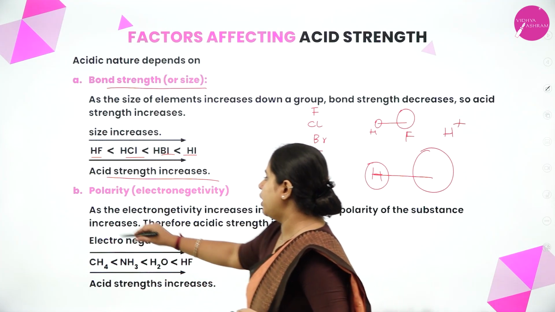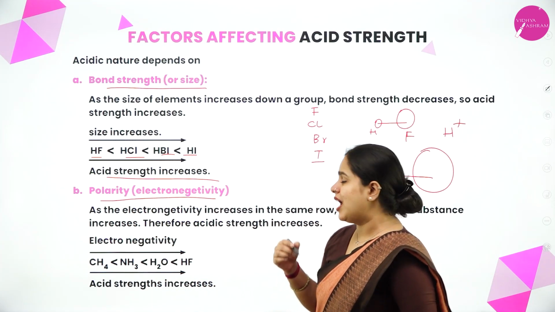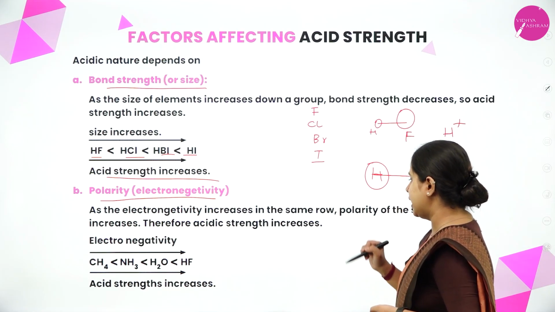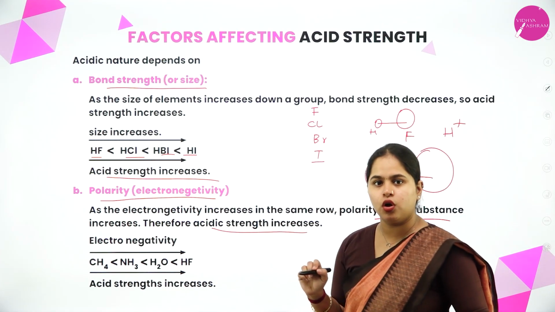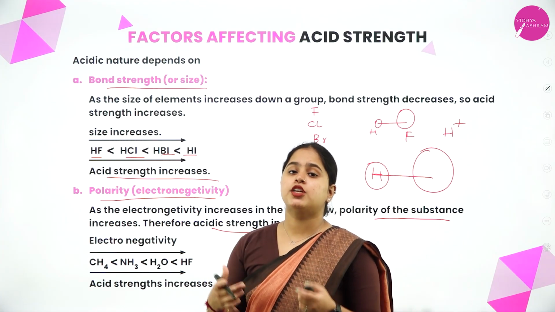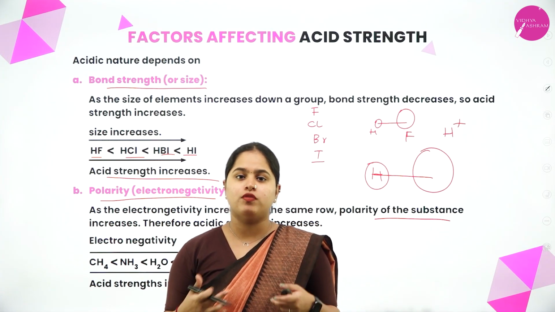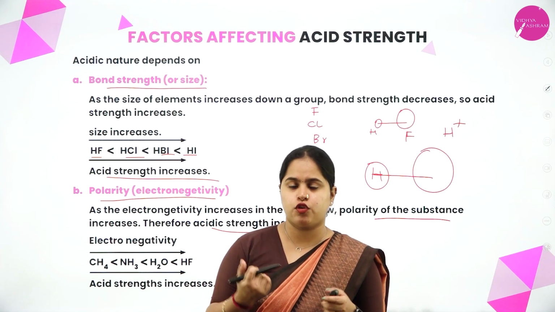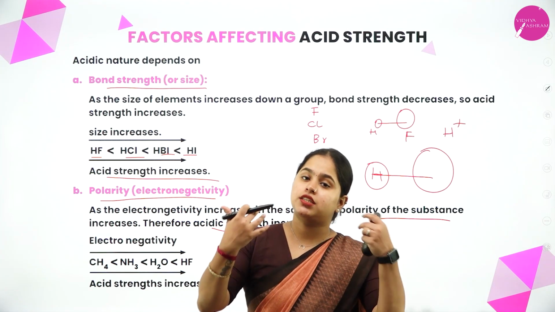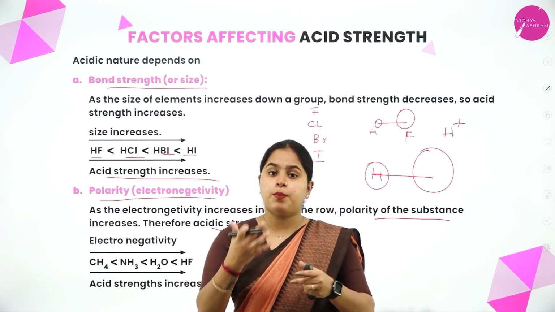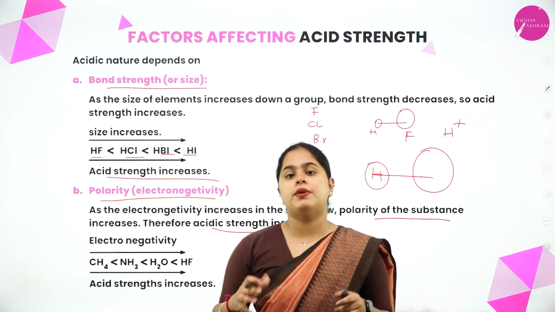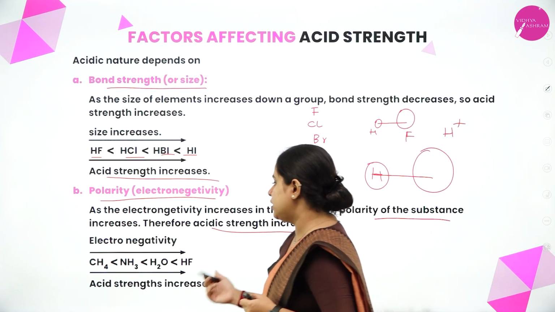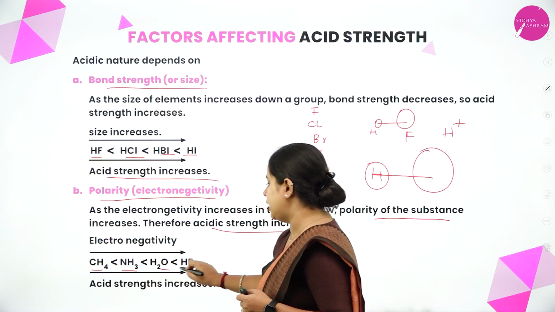The next one is polarity or electronegativity. As the electronegativity increases in the same row, the polarity of the substance increases, therefore acid strength also increases. We already know the most electronegative element is fluorine. When the electronegativity increases, the polarity of the bond will be very high, so the acid strength increases.